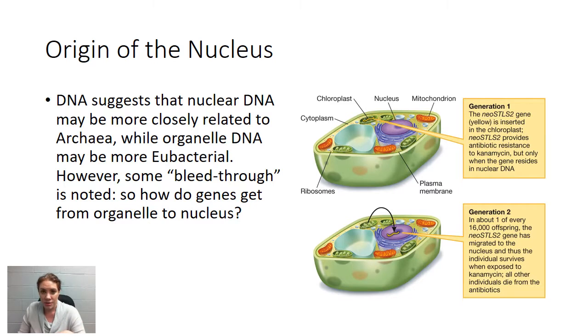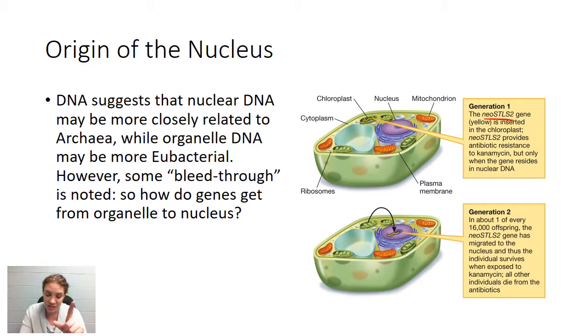So what researchers did in this experiment that's being illustrated here is they actually took a gene for antibiotic resistance. It's the neo-STLS2 gene. And they put it in the chloroplast. They did that on purpose. It doesn't work in the chloroplast, so this accomplished nothing. And if you treat the plants with high levels of kanamycin or another antibiotic, you can even kill the plant cells with that. So that cell is dead.